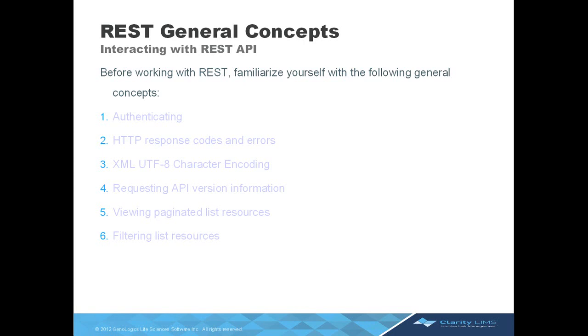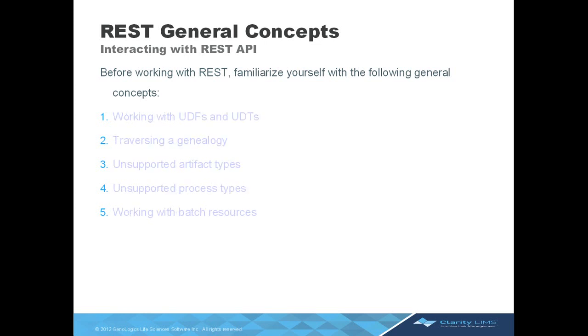Now, an alternative to requesting an entire list of information is being able to specify in your query a subset of the items that you want to list. So we class that as filtering list resources. That's something else that is going to be required, probably when your system starts to fill up with production data.